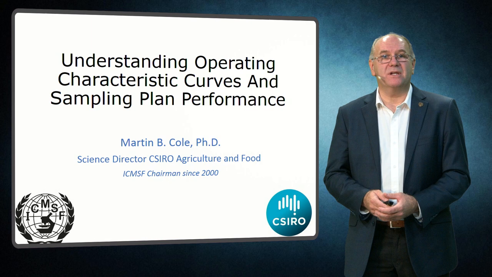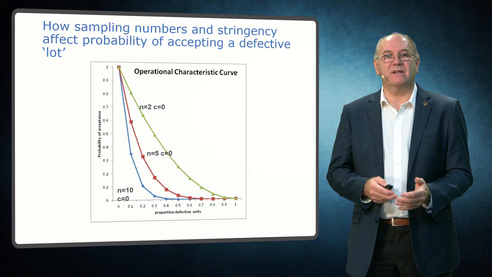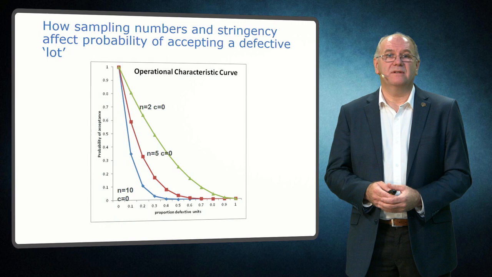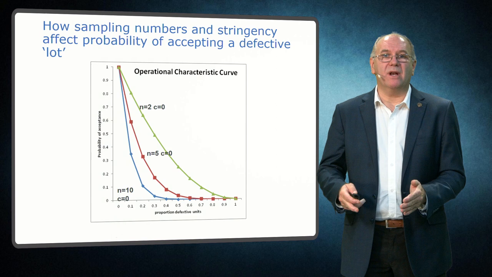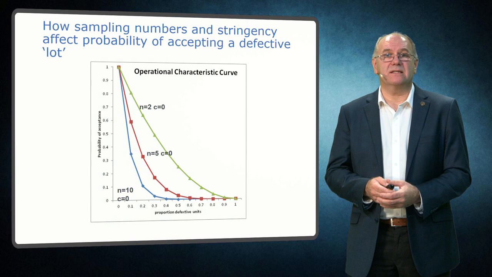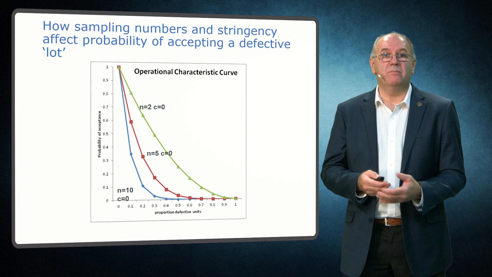The operating characteristic curve describes the probability of accepting a lot for a given sampling plan against the proportion of lots that are defective. The slope of the curve gets steeper the more samples that are taken, and here we're taking N is 2, 5, or 10 samples. In other words, the sampling plan gets more stringent the more samples we take, and the lower the probability is that we will accept a lot, even if it is unsuitable for a given proportion that's defective.